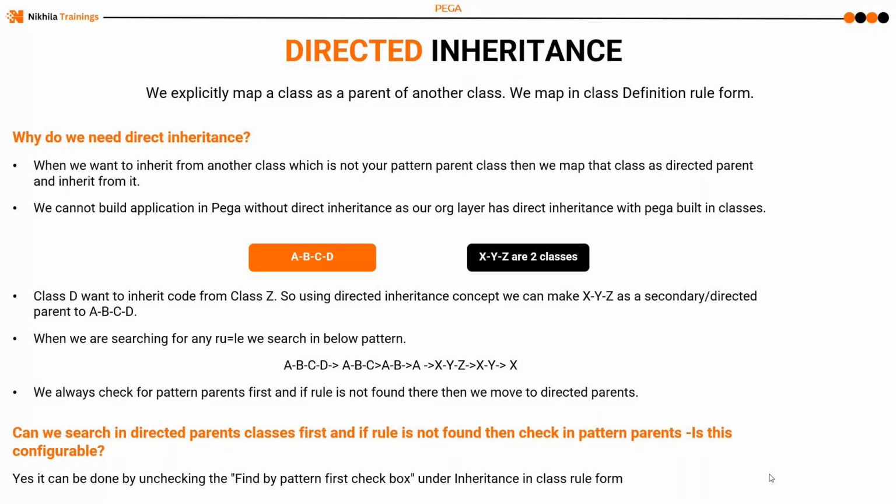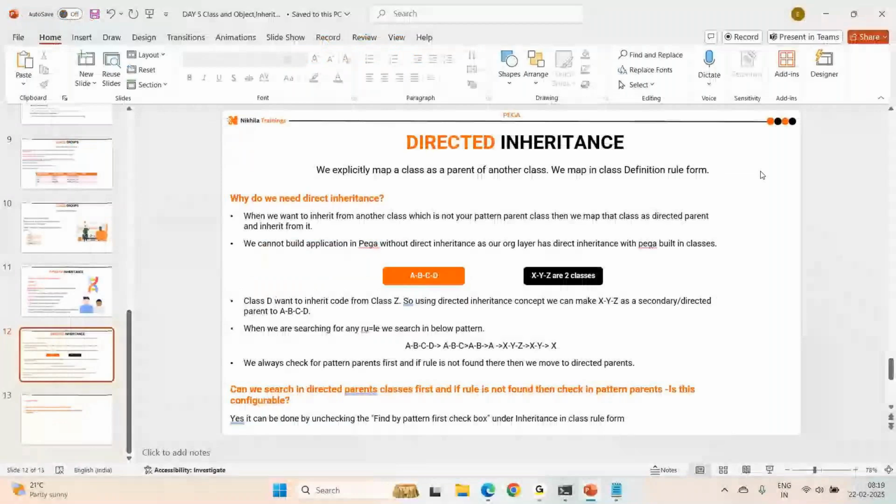So when we want to inherit from another class which is not your pattern parent, then we map it as a directed parent. Directed means adoption and pattern inherited is blood, right? Exactly the same way. If you speak in real world terms, your blood relation is pattern inheritance, and an adopted relationship is directed inheritance.